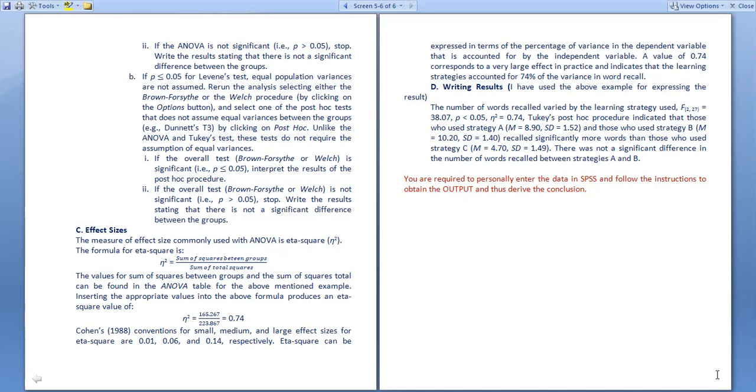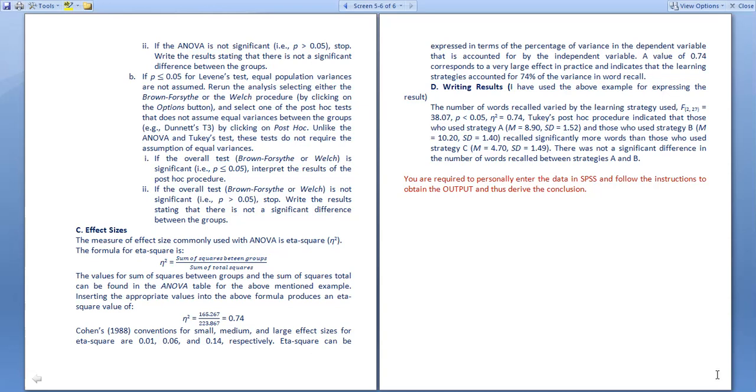Now, how am I going to write the result? Look at the lines I've mentioned here. The number of words recalled varied by learning strategy used. F within brackets 2 comma 27: the 2 is basically the degrees of freedom. df1 is equal to k minus 1, and k happens to be 3, as we had 3 groups. So 3 minus 1 is 2, and df2 is n minus k, where n is 30 and k is 3. 30 minus 3 is 27. So F(2, 27) is equal to 38.07, where p is less than 0.05. Eta squared is 0.74.